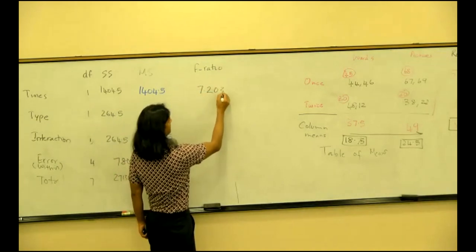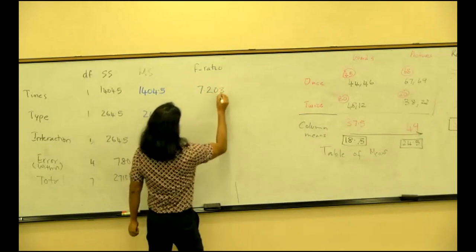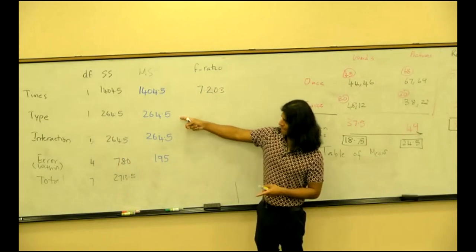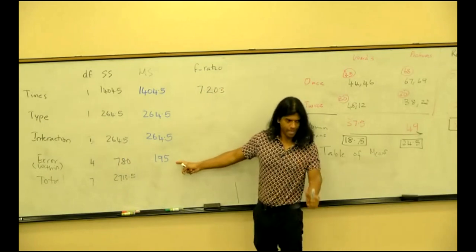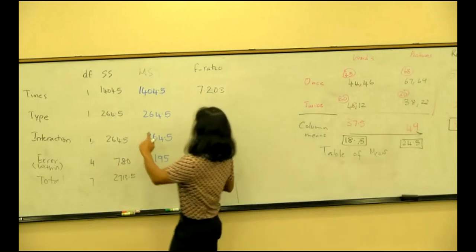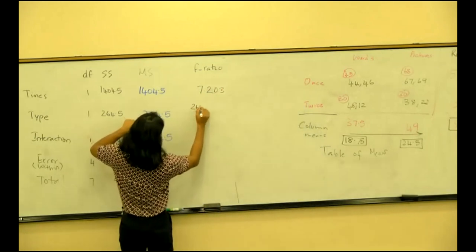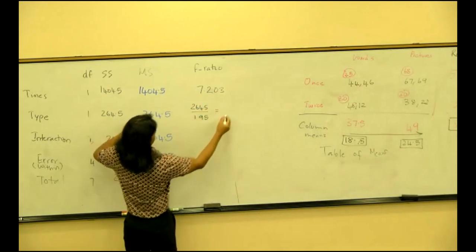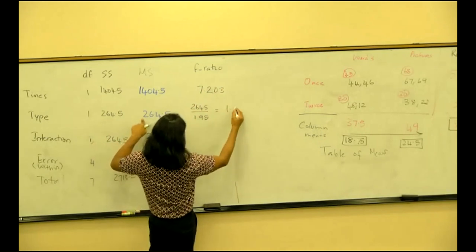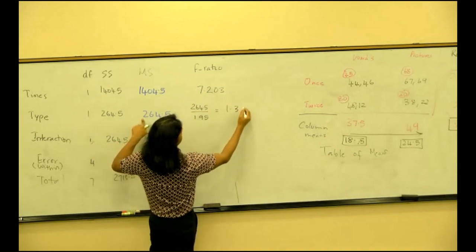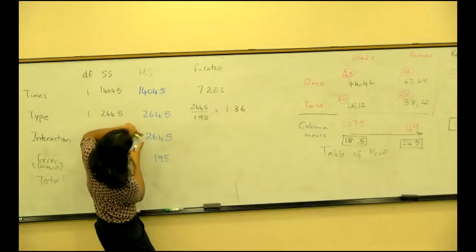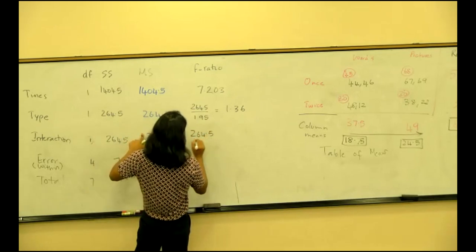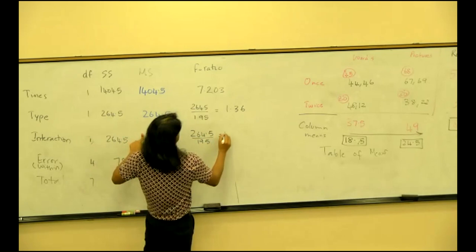0.3? No, 0.2. Okay, 0.3. That's MS divided by MS for error. So 264.5 over 195. What do we get? 1.35. We'll call it 1.36. That's MS divided by 195 again. It's the same value.